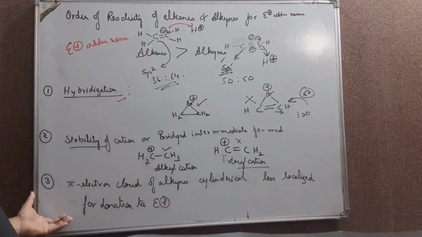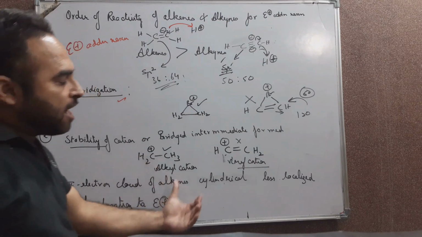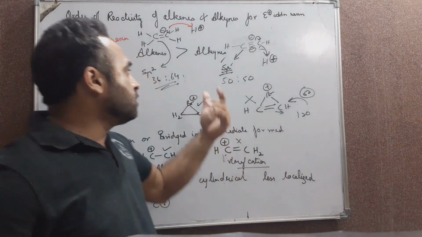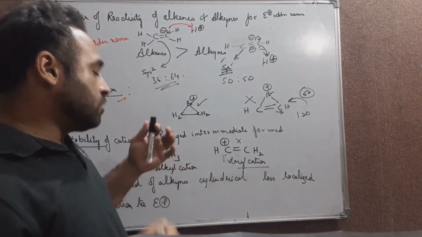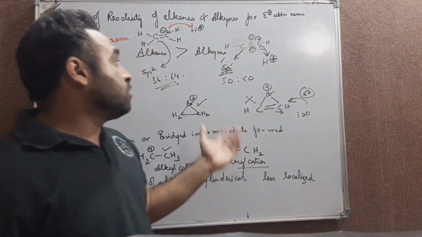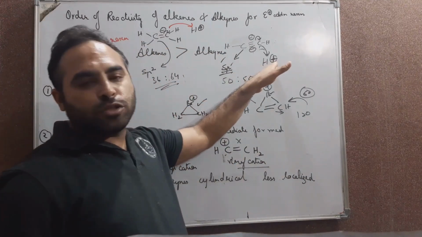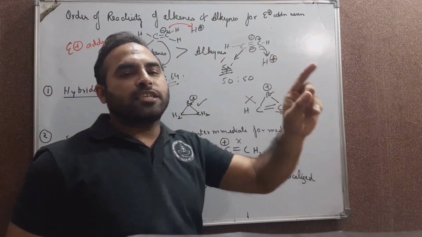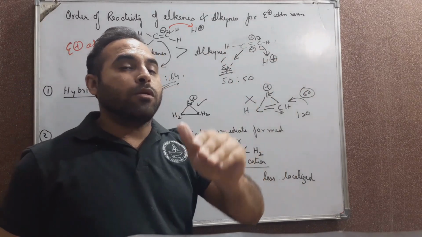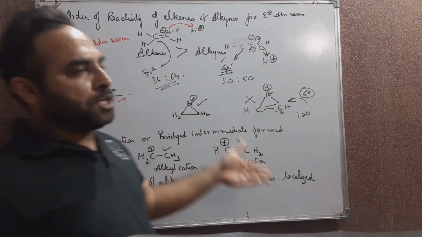And now the last reason we can account is that the pi electron cloud in alkynes is cylindrical. Because it is cylindrical, it is more delocalized and not easily available. If it is not easily available, it will not be donated easily to the incoming electrophile, so the reaction will happen at a lower pace. These are some of the reasons which are responsible for the observed behavior.